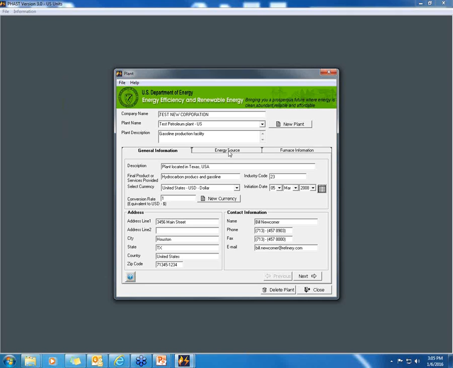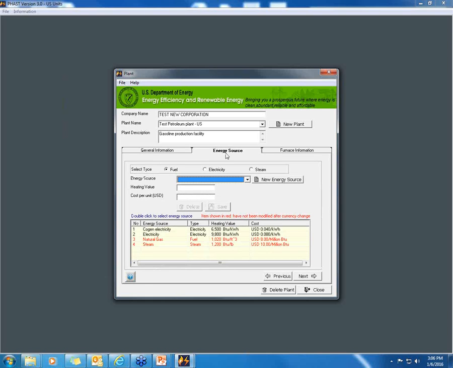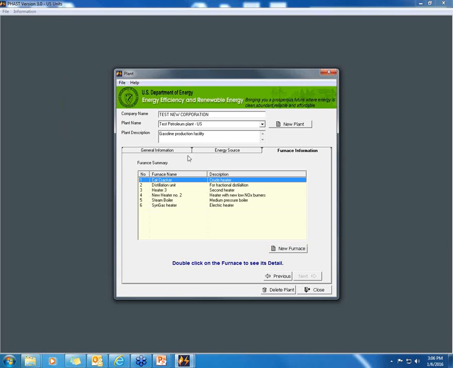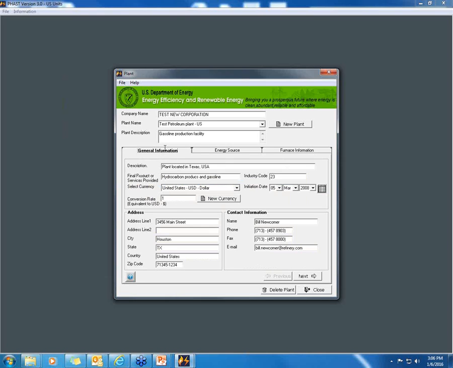files inside FastTool. So once you click that plant information or equipment information tab, you will see there are three basic sub-tabs. One is general information, second is energy source related information, and then third one is furnace information. So general information is company name, plant description, then basically what currency you would like to use. You can use different currencies.